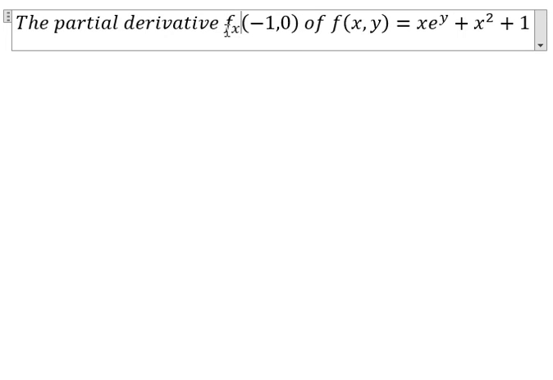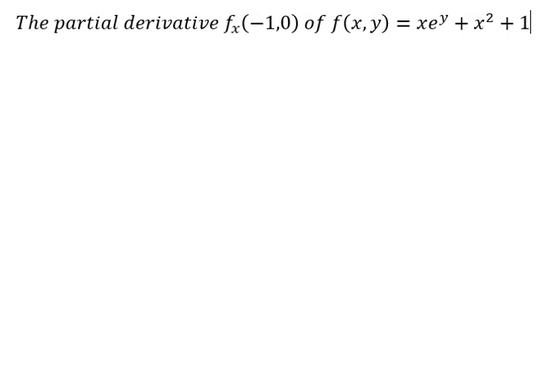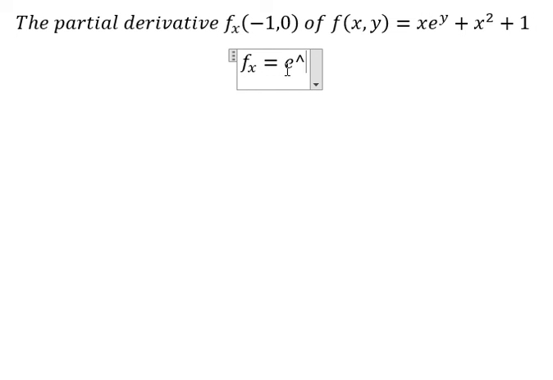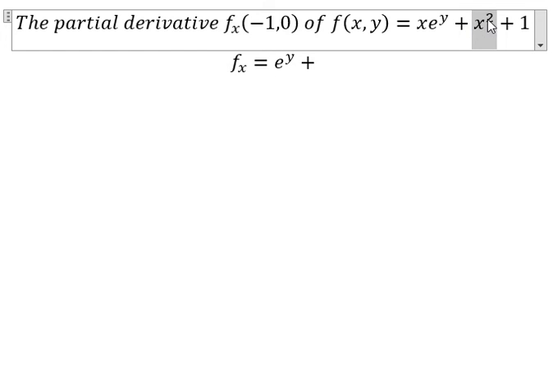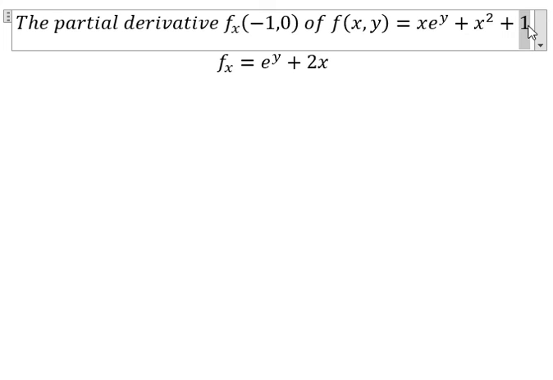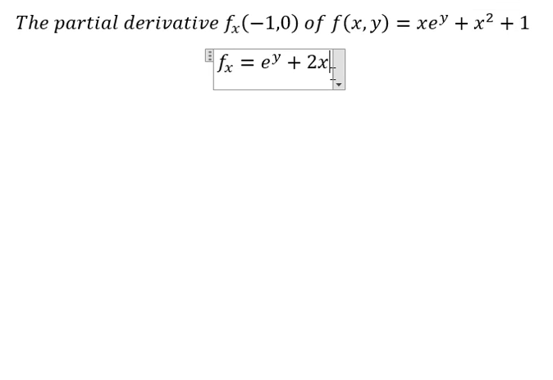First, we need to find the first derivative of the function f with respect to s. So we have s and s in here. First derivative of s, we have number 1. So we have e to the power of y. First derivative of s squared, we have 2s. This one is about the constant, so you get 0.